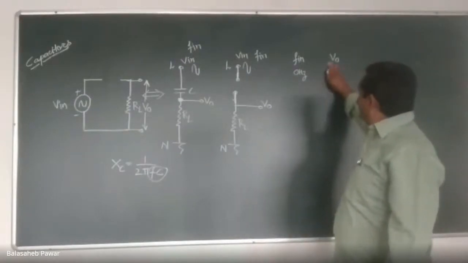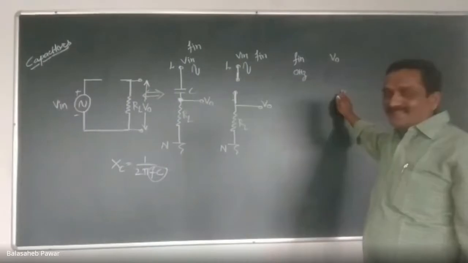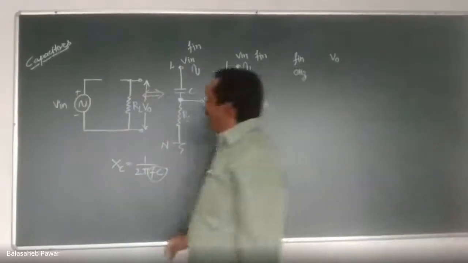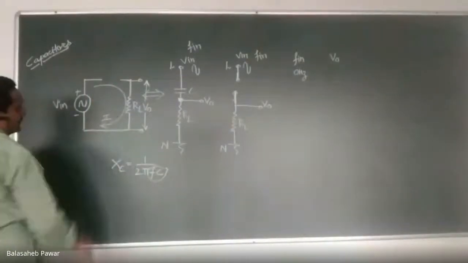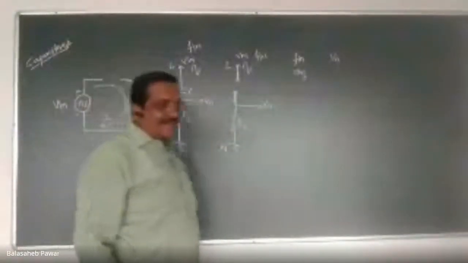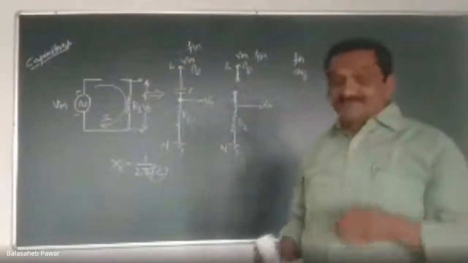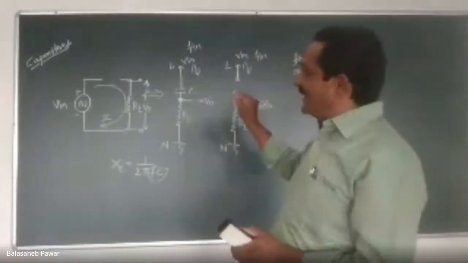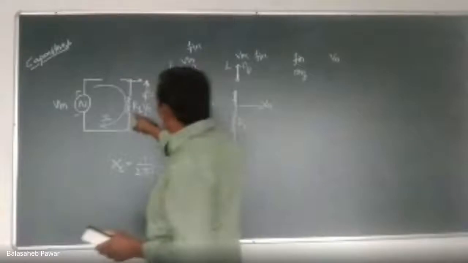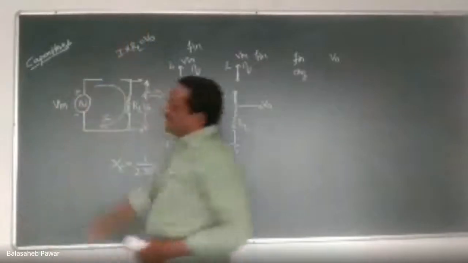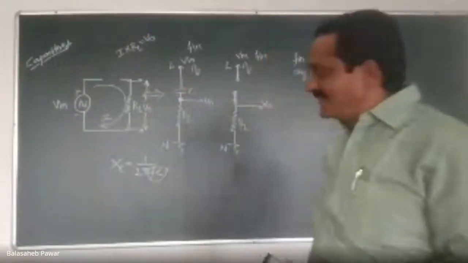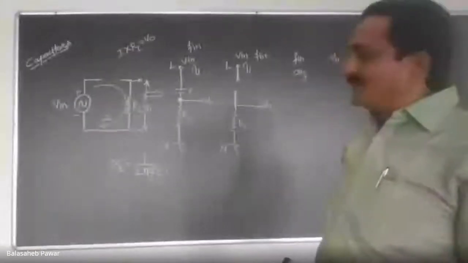Just complete this table. What is meant by VO? There is a flow of I through RL. There will be a drop across this RL, and that drop is nothing but VO. Am I right? VO is nothing but the drop across RL, and the drop across RL is nothing but I into RL. Yes or no? So I into RL is nothing but VO.